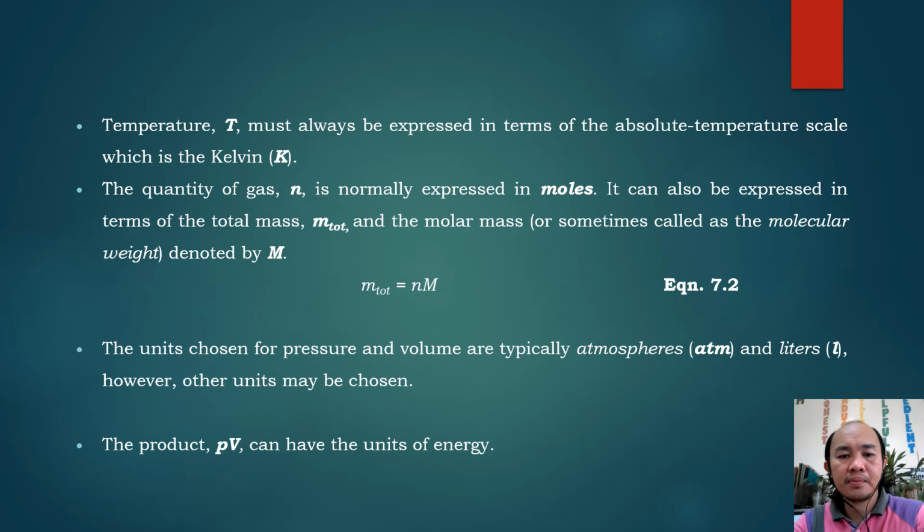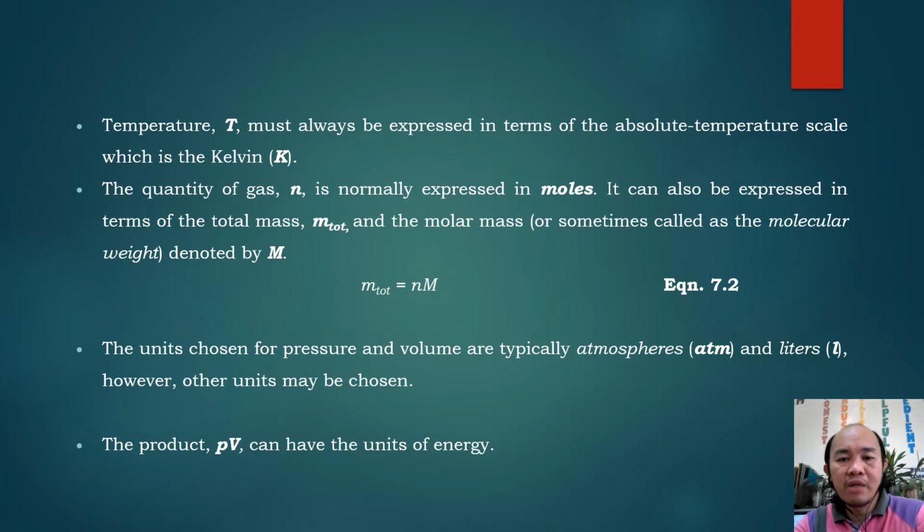In the ideal gas equation, the temperature T must always be expressed in terms of the absolute temperature scale, which is the Kelvin. The quantity of gas, denoted by small letter n, is normally expressed in moles. It can also be expressed in terms of the total mass, denoted by m sub total, and the molar mass, or sometimes called the molecular weight, which is denoted by the big letter M. So m total equals the product of the number of moles n and the molecular weight M. This will be our equation 7.2.